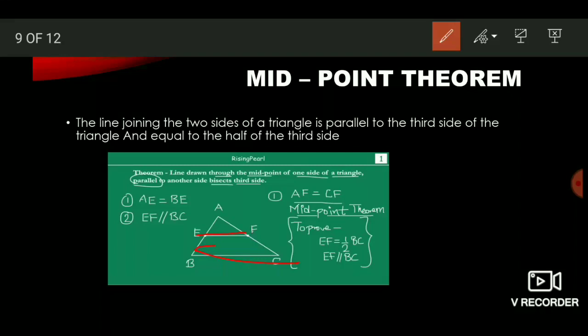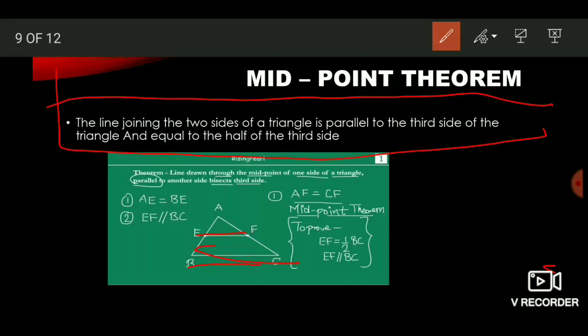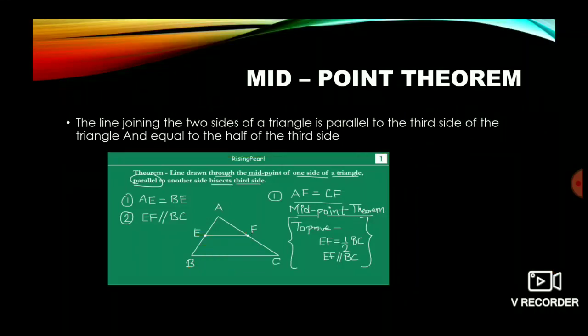In case of a triangle, by the midpoint theorem we can prove this. And this line is also equal to half of the third side. These are the two points we can prove by the midpoint theorem. This is what I have written in this paragraph. You can see this, I'm giving you time. So let's move on to our next slide.